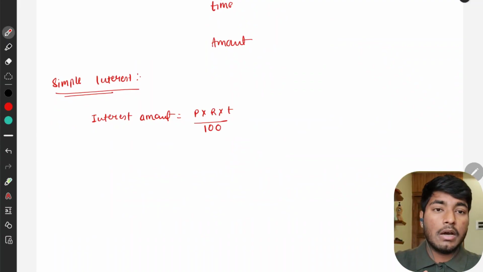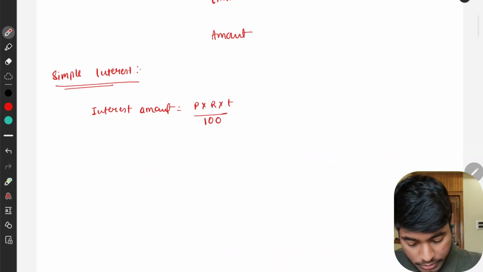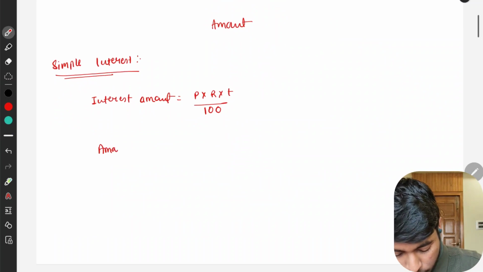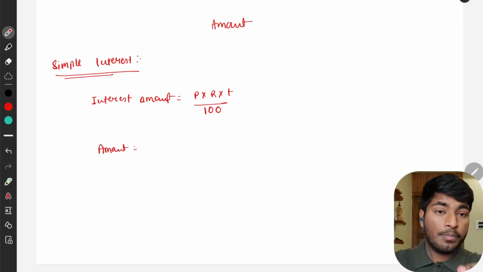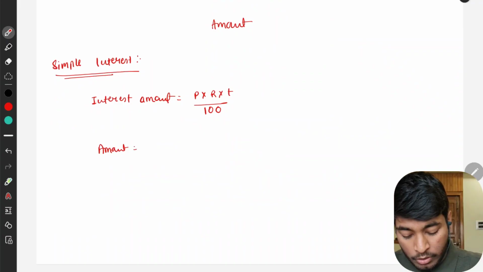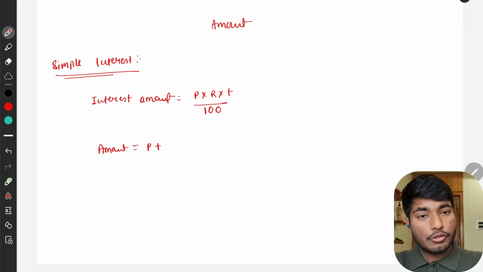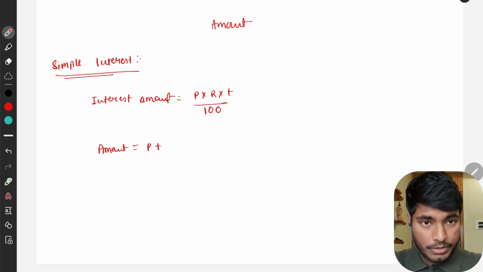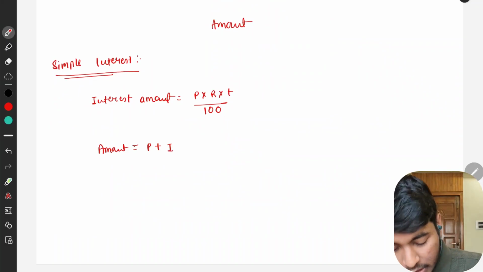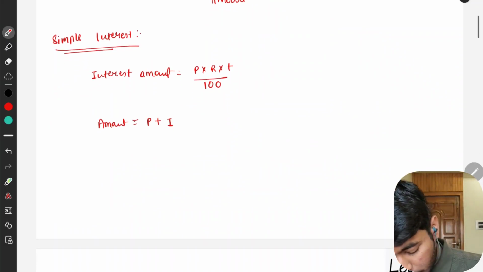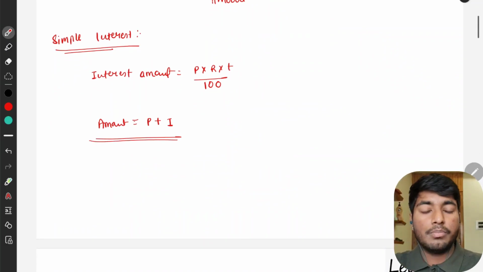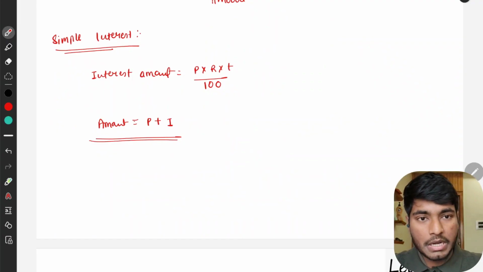This is the interest amount. What is the total amount? Assume that what I have given to you is the principal. So you will return me the principal amount along with the interest amount. So what is the formula of amount? Amount is equal to principal plus interest. Is this clear?